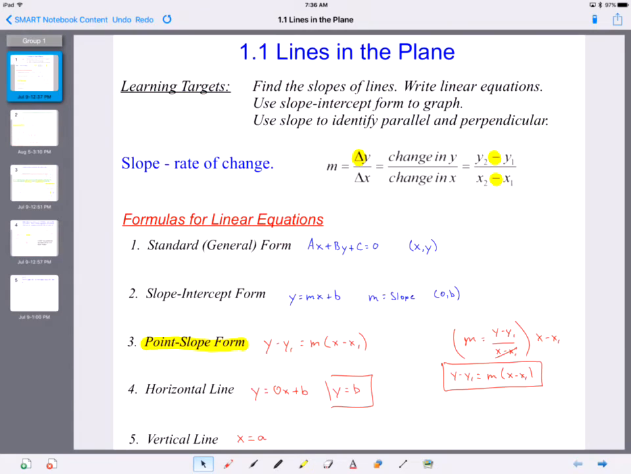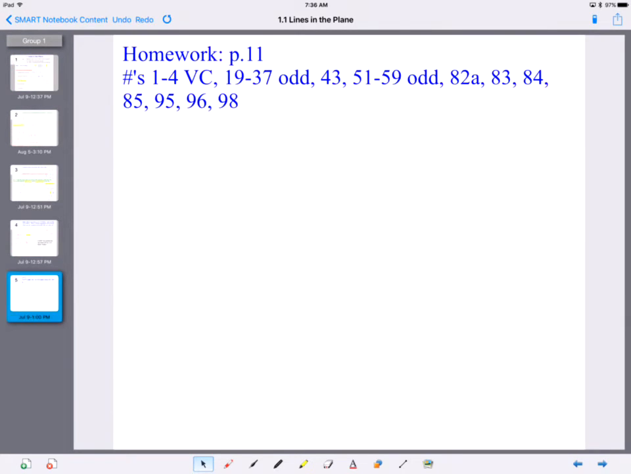So when you do the homework, make sure you complete it all, look through, especially look at those end ones, 82, 83, 84, 85, 95, 96, 98. Those are going to be some more of your application type problems. The odds are in the back of the book. You can check those. Also, you can check them in my classroom. The VC, that's a vocab check. So the 1 through 4 that you're looking at, that's going to be a vocabulary check that you have to do, and you'll see that in the textbook.